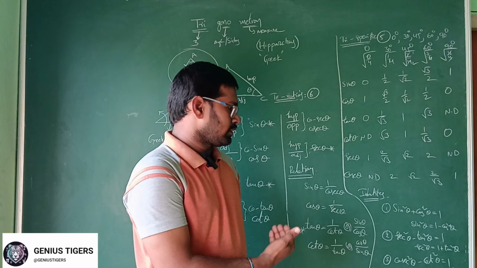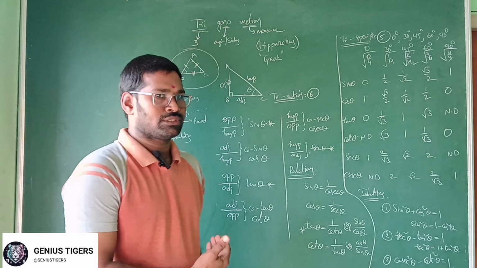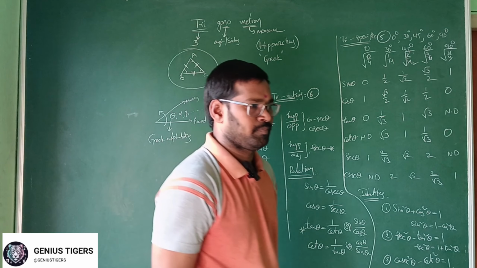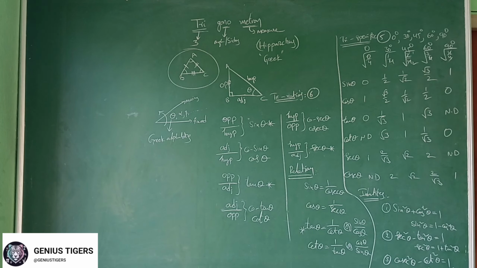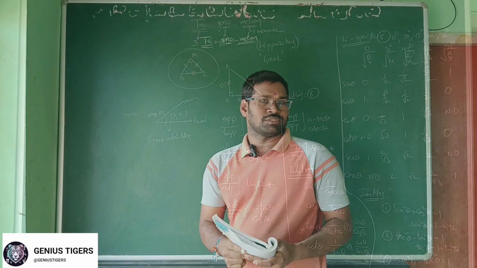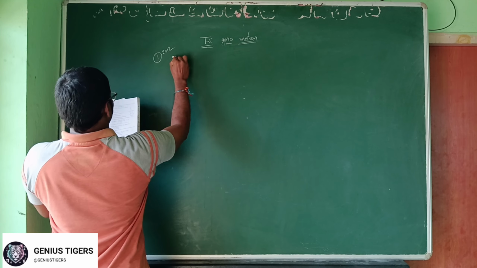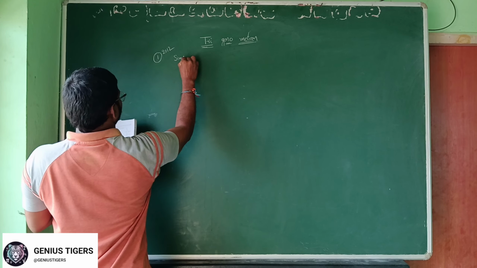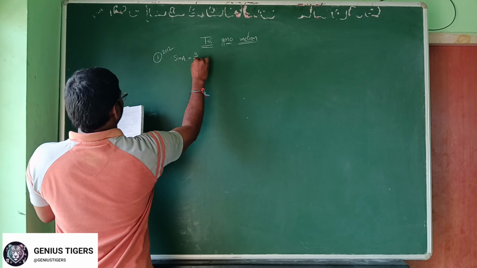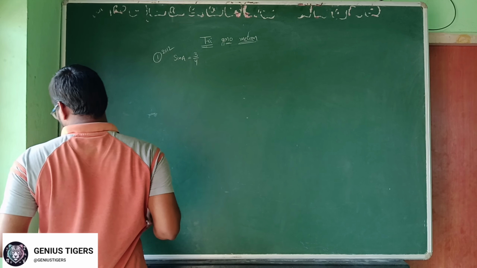Next, we have to discuss some important questions also. Fine. Now we are discussing some important questions. First question: in 2012 they gave one question. Sin A equal to 3 by 4.